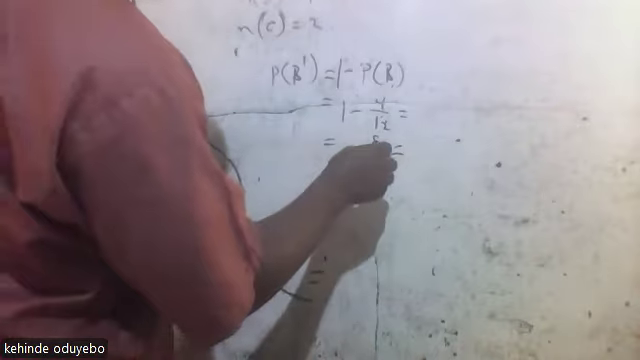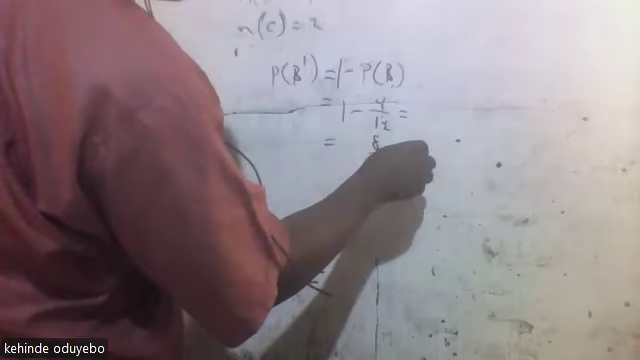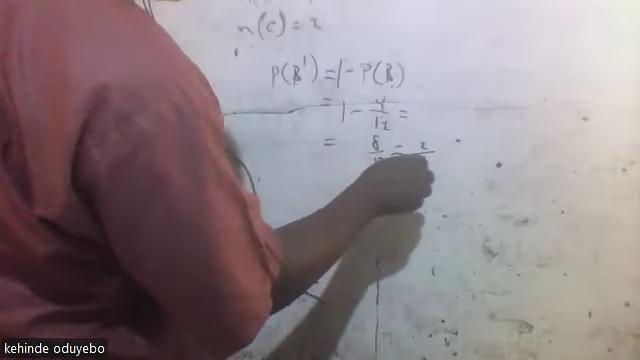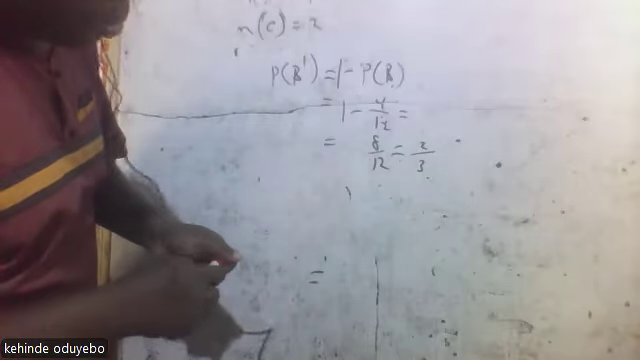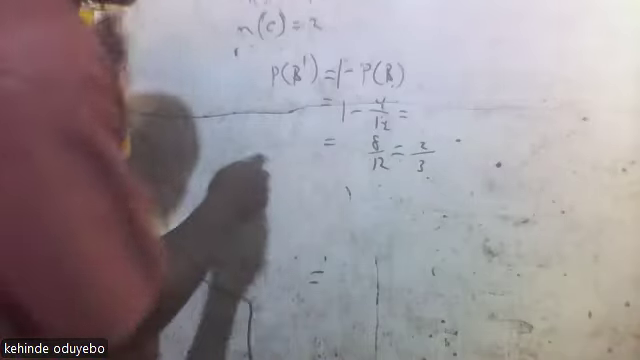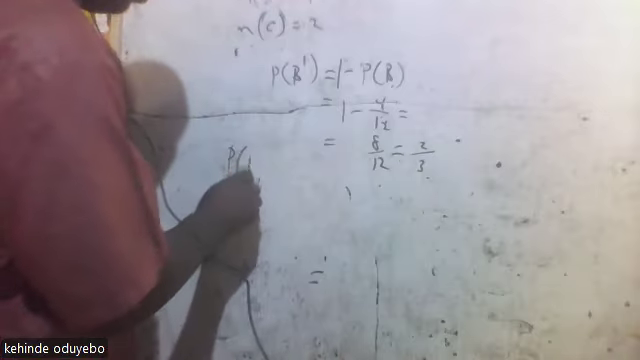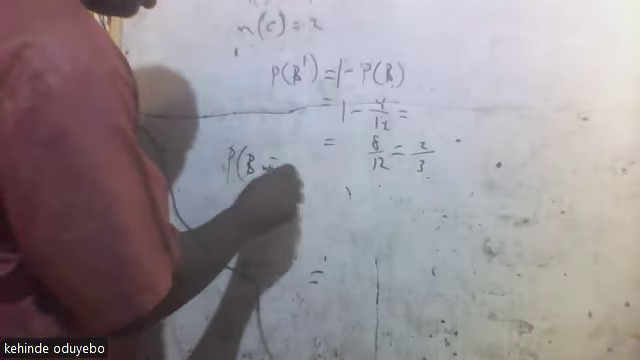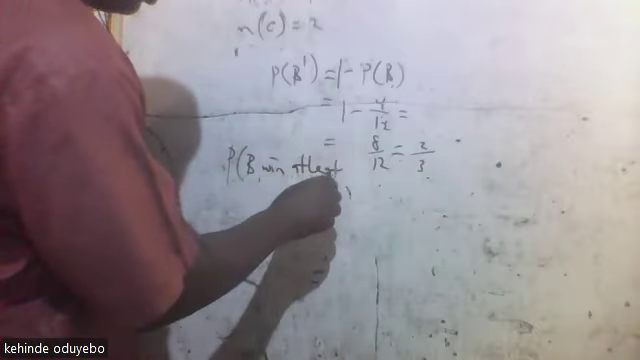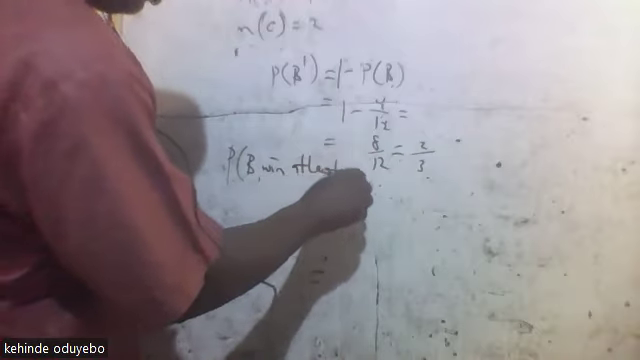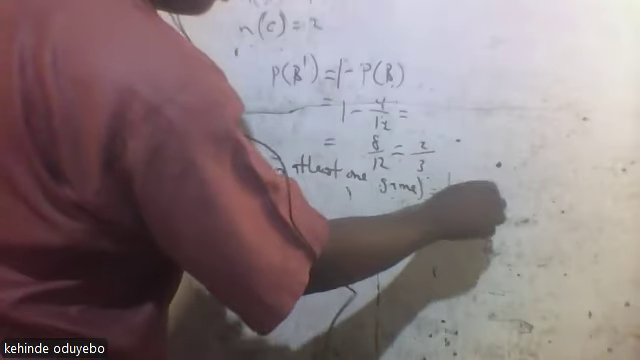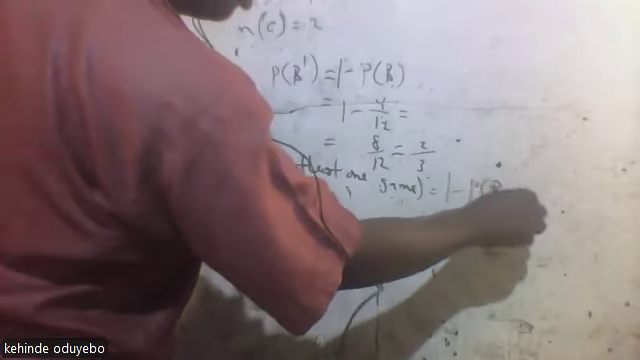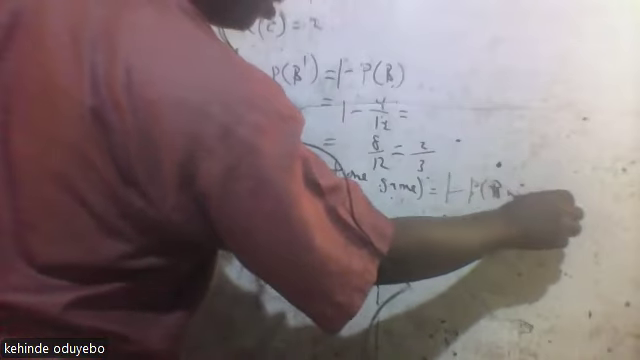Let's say it's a 4-year what? 2. 4-year what? 3. 2/3, right? Yes. The probability of B wins at least 1 game is given by 1 minus the probability B wins no game.